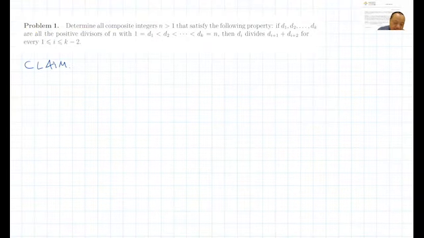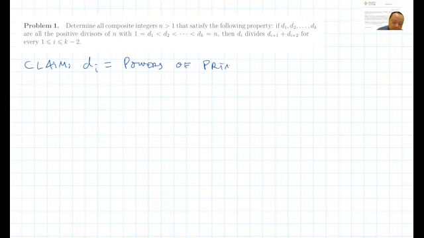My claim is that each d_i is a power of a prime P. Well, specifically, I know that the first proper divisor, d_2, is a prime, and all the other d's are powers of it. So it's specifically P to the power i minus 1.